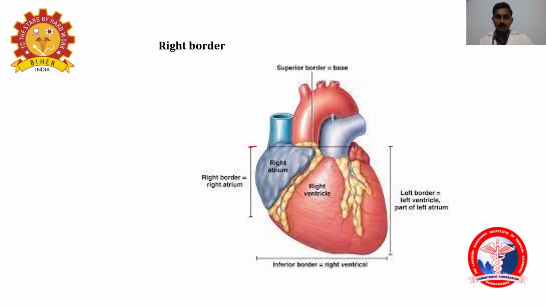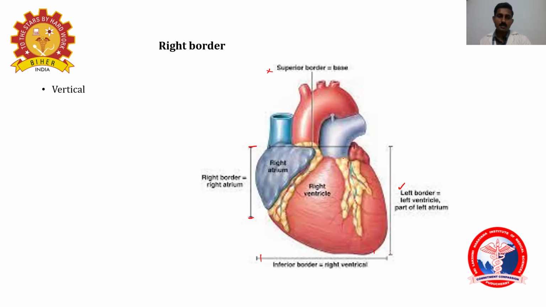So the right border is formed from here to this. So what are the demarcations? This is the inferior border, this is the left border, and this is the superior border. Which border is not seen clearly? The superior border is not easy to see because it is obscured by the great vessels: superior vena cava, aorta, and pulmonary trunk. You cannot directly see the superior border in a specimen, but the right border, inferior border and left border are slightly clearly visible.